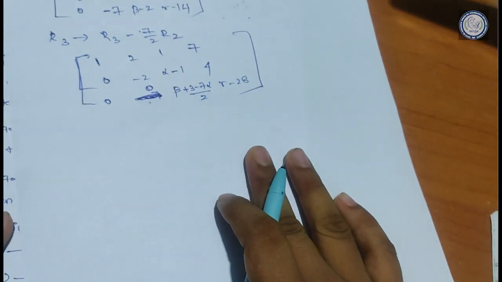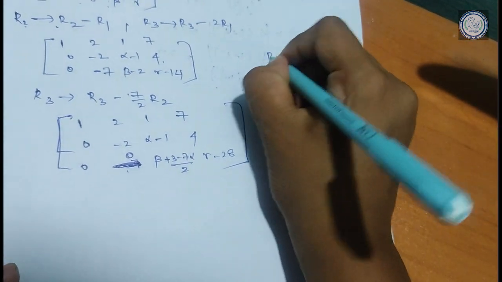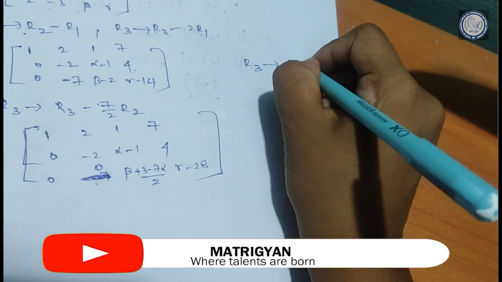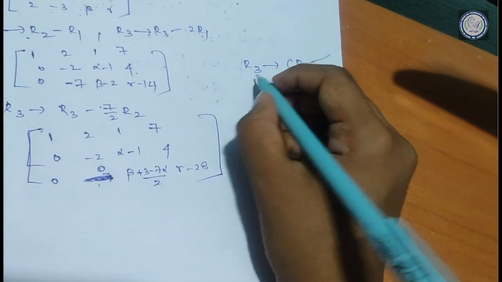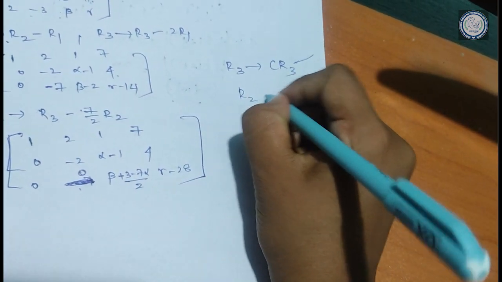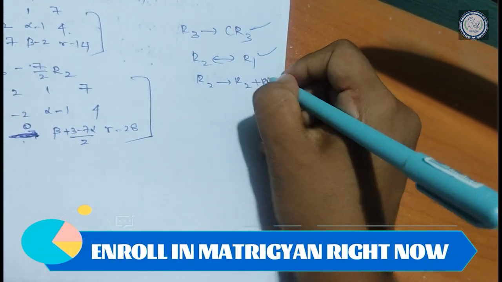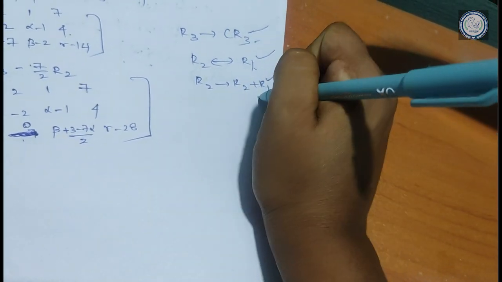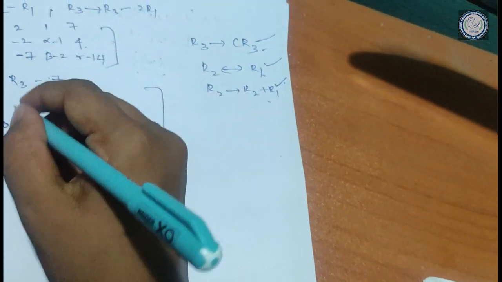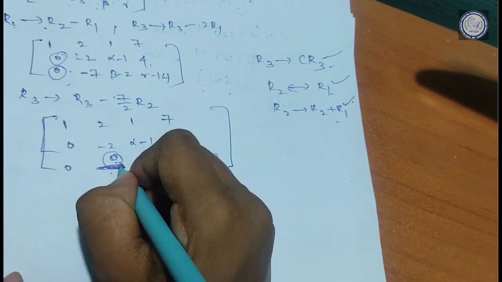The elementary valid row operations are: we can multiply a row by a constant, like R3 can be written as C R3. It is a valid row operation, and we can exchange any two rows. This is also valid, and we can add some other row to the other. These three are the valid row operations. So using these three operations, our motto should be first converting these two positions to 0, then in a later step we should convert this 0. So it will be easy for us to solve.